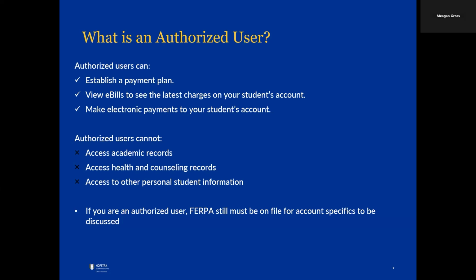An authorized user would be someone that the student authorizes to be able to access their student payment center so that they can establish a payment plan, view e-bills to see the latest charges on the student's account, and make payments online. Authorized users cannot access academic records, access health or counseling records, or access other personal student information.